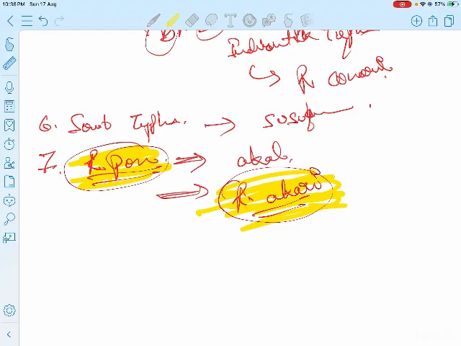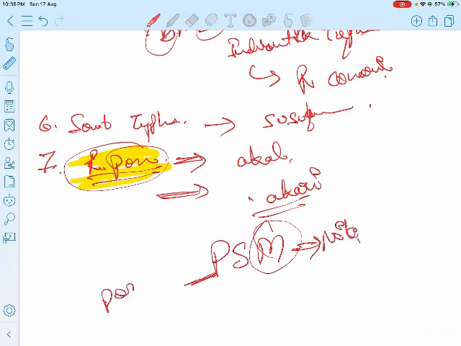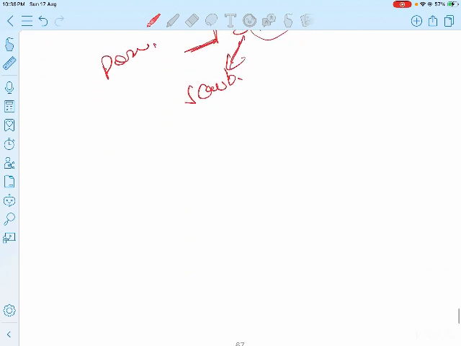And we can also remember it with the mnemonic PSM. PSM is a mnemonic to remember the vectors for the diseases which have mite as the vector. So M for mite, and rickettsial pox and scrub typhus, which is the trombiculid mite, is the vector for these.